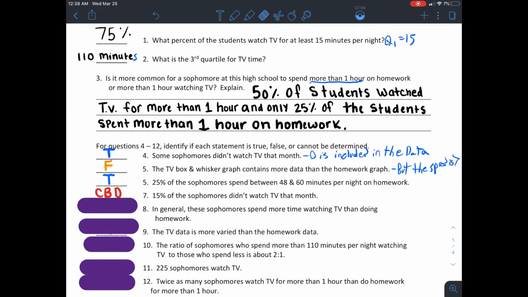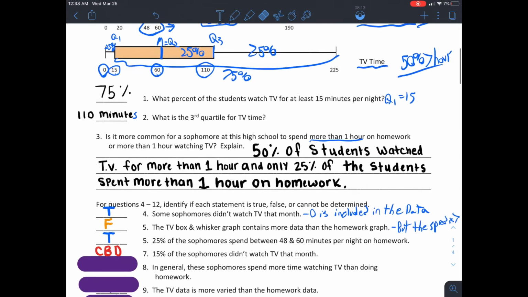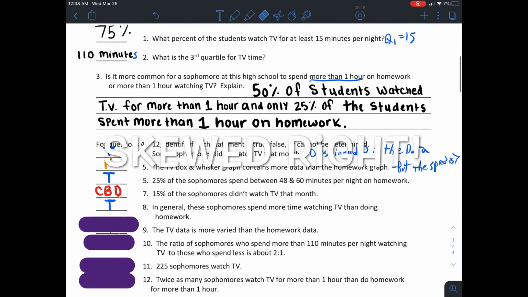Number 8, in general, these sophomores spend more time watching TV than doing homework. I would say in general, it does look like there is greater variability and a larger percent of students watching TV for more than an hour than doing homework. So I'm going to say that that is true.